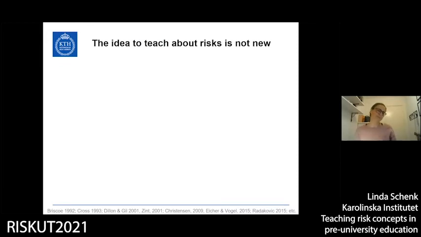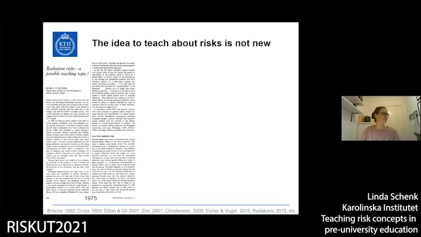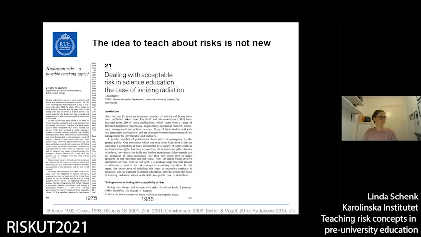But I also want to point out that the idea to teach about risk is not something new and not something that we came up with. The first example that I know of in the scientific literature is from 1975, when Robin House pointed out that radiation risks would be an interesting topic to teach about in science education. In the 80s, Harry Eichelhoff and colleagues developed and implemented a teaching sequence on ionizing radiation and the concept of acceptable risk.